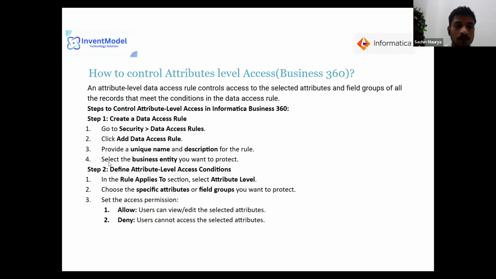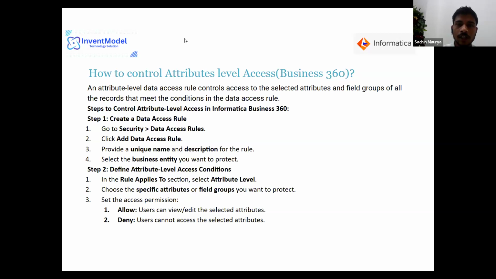Another step is defining the attribute level access condition. First we have to define the rule applies to section, and in that we choose what type of rule we want to define, the record level or the attribute level. Here we select the attribute level. Then we choose the specific attribute, and then the field or a field group that we want to protect.